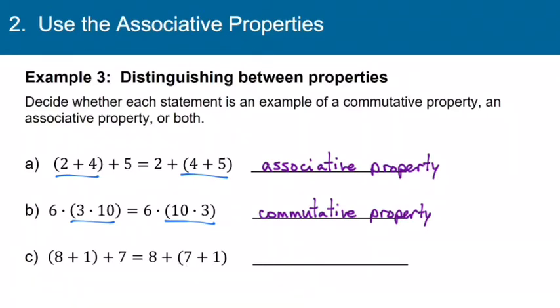Let's also ask ourselves if the contents of the parentheses has changed. These parentheses contain 8 and 1. These parentheses contain 7 and 1. So not only has the order of the numbers changed, but the grouping has also changed. So this is actually an example of both properties being used at the same time.